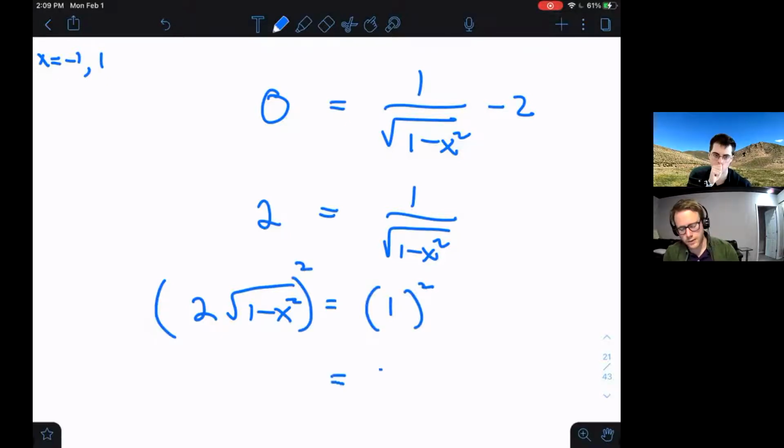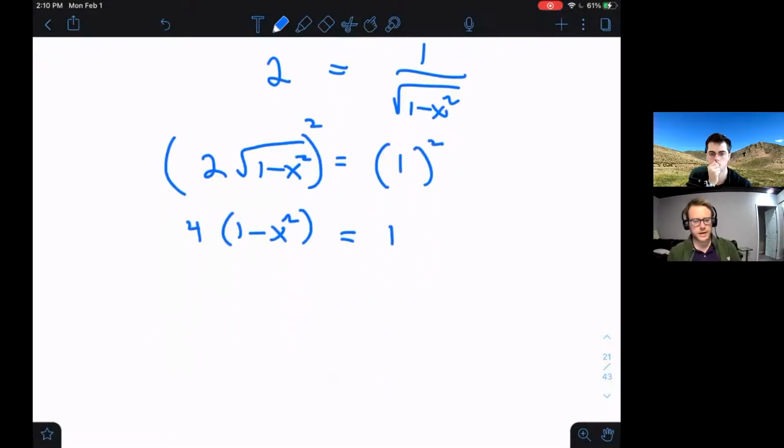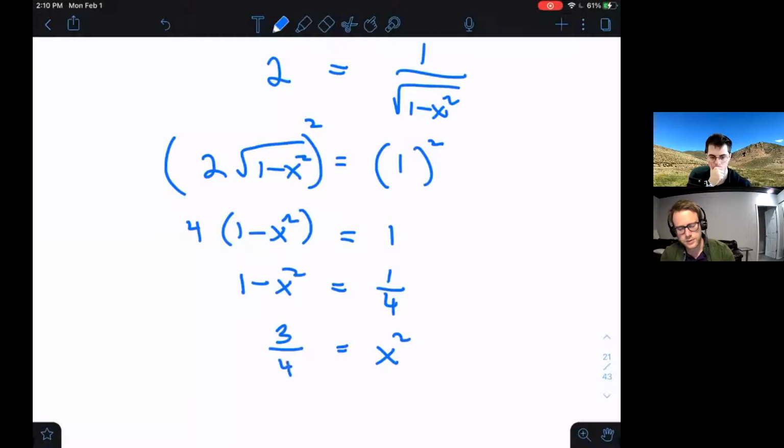Of course, when I square 1, that's fairly nice. It's just 1. When I square the left-hand side, we get a 4, and the square and the square root will perfectly cancel out, which is what I wanted. Again, my quest here is to solve for x. So to get it by itself, we can divide by 4. Then we can do a little bit of rearranging. Maybe I'll bring the x squared over here, and 1 minus a fourth is 3/4. Then we can take the square root on both sides, and we get plus or minus the square root of 3 over 2.